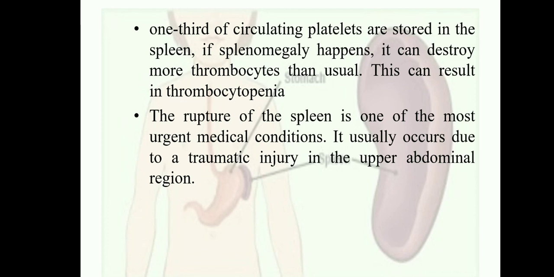Now the second type of disorder related to the spleen is rupture of the spleen. Rupture of the spleen is one of the most urgent medical conditions, and it usually occurs due to traumatic injury in the upper abdominal region. And if there is destruction of the spleen, there is a reduction in platelets, a reduction in blood filtration, and we also lose the site for the production of red blood cells.